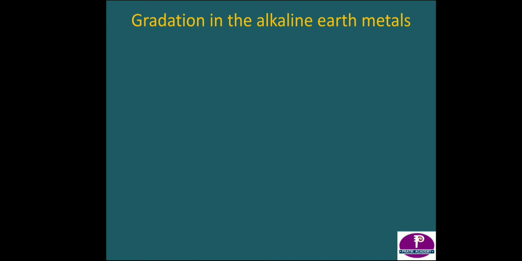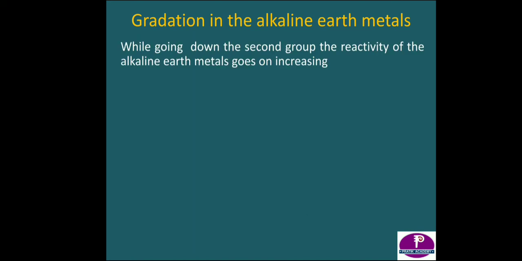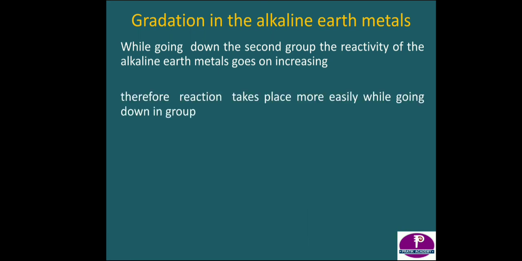And last is gradation in alkaline earth metals. So here the gradation is observed in the reactivity of elements while going down in the group. While going down in the group, the reactivity of alkaline earth metals goes on increasing, because there is an increase in electropositivity, as we discussed earlier. That is, beryllium is less reactive than magnesium, then calcium, then strontium, and barium.